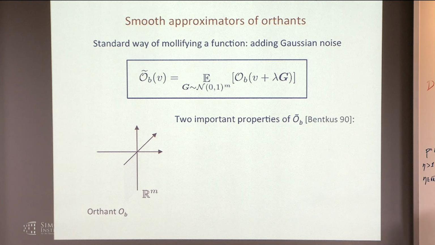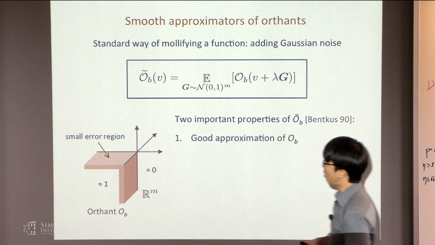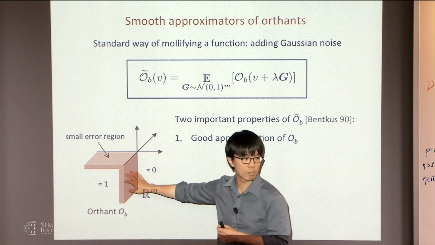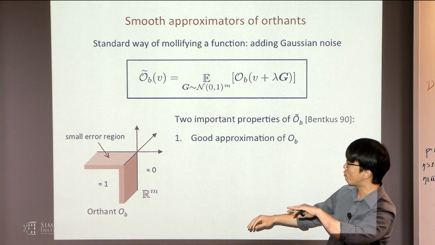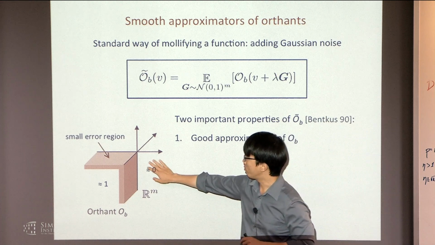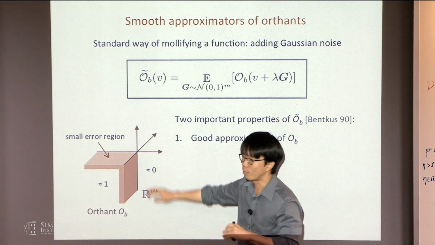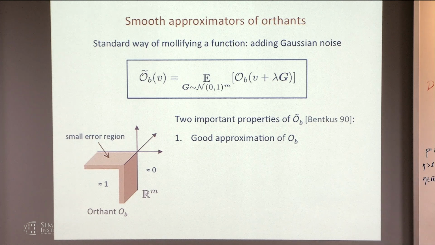There are going to be two important properties for us. First is that we'd like O tilde to still look like O. It should be a good approximation to O. And for our purpose, it's the following. There's a small error region, unsurprisingly close to the boundary, where you can make errors. But if you're far enough inside the boundary, you should be very close to 1, like you should be. And if you're far enough outside, you should be close to 0, like you should be. And in this small error region, you can go from 1 to 0.